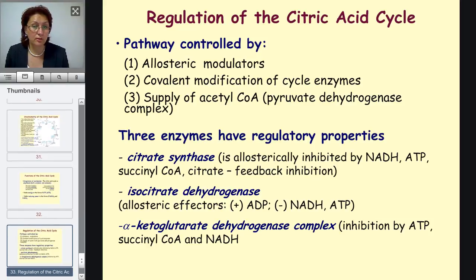Regulation of the citric acid cycle. There are 3 ways of regulation: allosteric modulators, covalent modification of cycle enzymes, and the supply of acetyl coenzyme A. 3 enzymes have regulatory properties: citrate synthase, isocitrate dehydrogenase, and the alpha-ketoglutarate dehydrogenase complex.